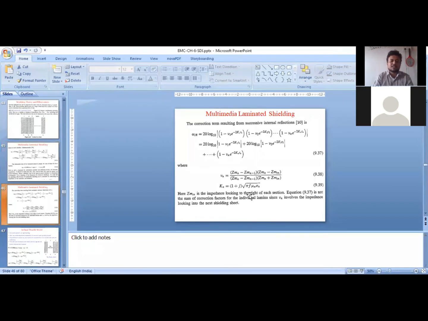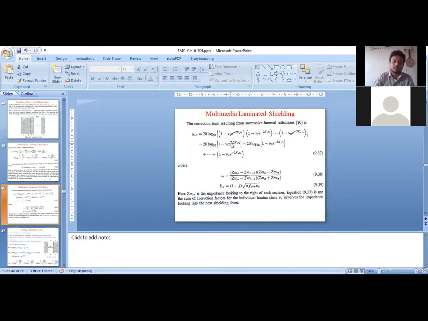Then the internal reflection is again 20 log of the transmission coefficient we have discussed. So this is the transmission coefficient happening from the first interface, that is 1 minus V1, the reflection coefficient. In this case, please don't get confused with the V that we have discussed earlier. The V that we discussed earlier was the ratio of the impedances. In this case, V1 is nothing but the reflection coefficient happening from the first interface, the reflection coefficient happening from the second interface, the reflection coefficient happening from the nth interface.